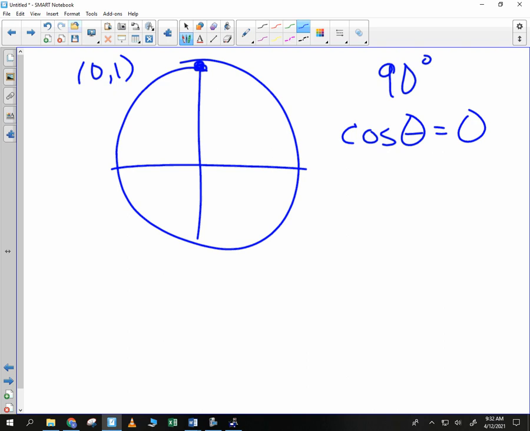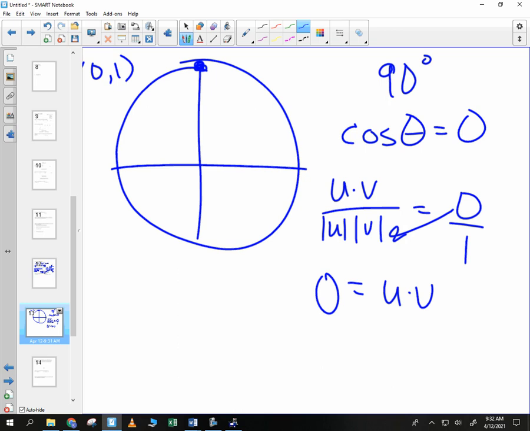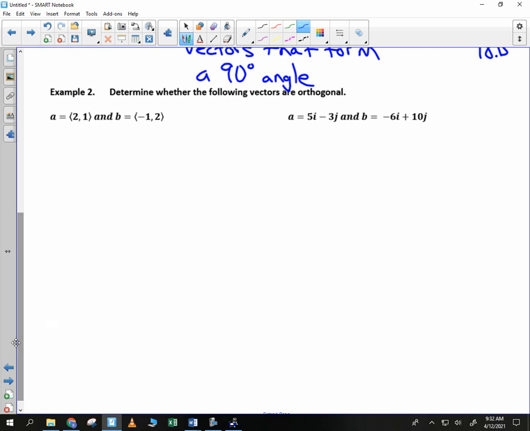And so if we have u times v divided by magnitude of u times magnitude of v is equal to 0, and you were to cross multiply, that gives you 0, and that gives you u times v. So it just turns out that if you do a dot product and you get 0, it means they're 90 degrees. It's a really cool way to see if they're perpendicular to each other. So this one says determine whether the following vectors are orthogonal or form a right angle. You don't have to work to find the angle between them. You just multiply them. If you get 0, they're orthogonal. If you don't get 0, then they're not.